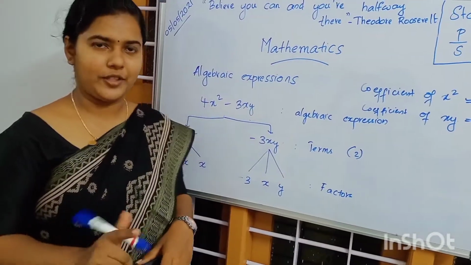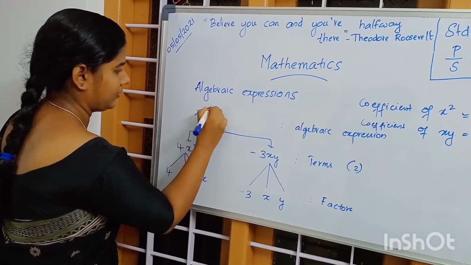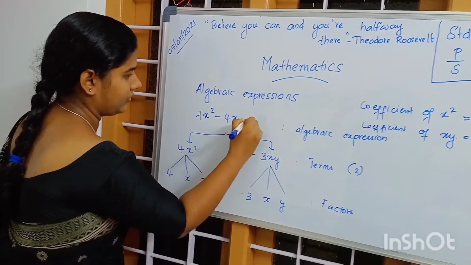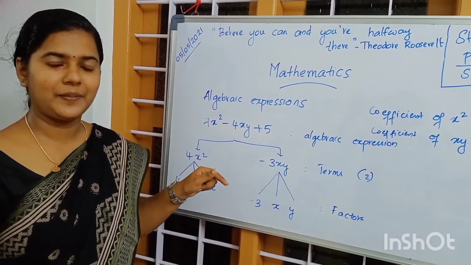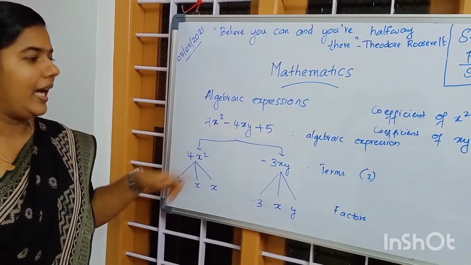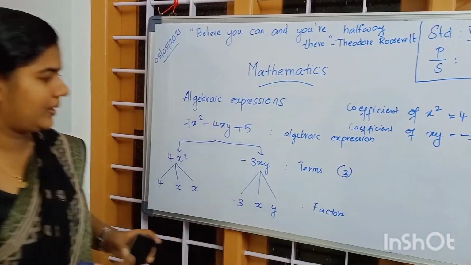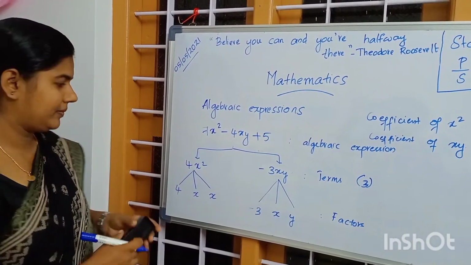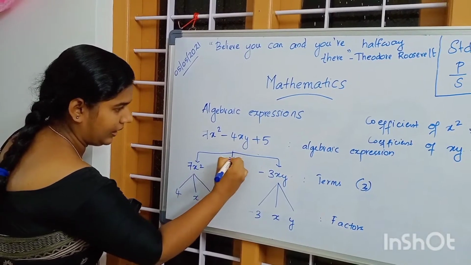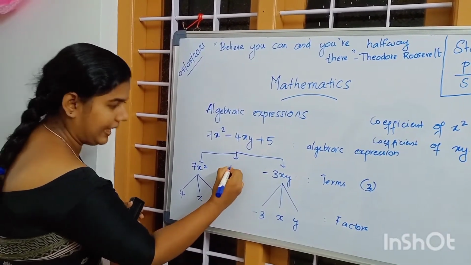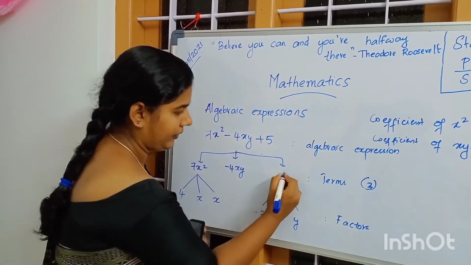Let's discuss one more question. First of all, is it an algebraic expression? Yes, it is. Good. And how many terms are there? Yes, there are 3 terms. And which are the terms? Yes. First one is 7x square and second, yes, negative 4xy and the third is 5.